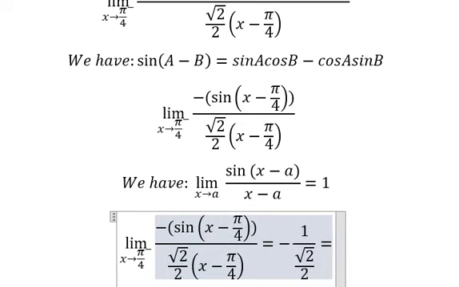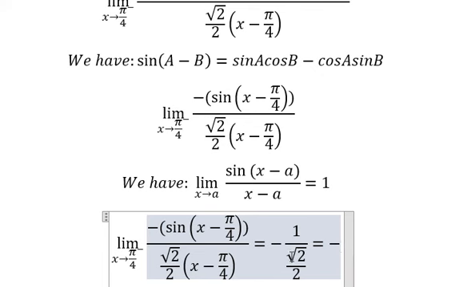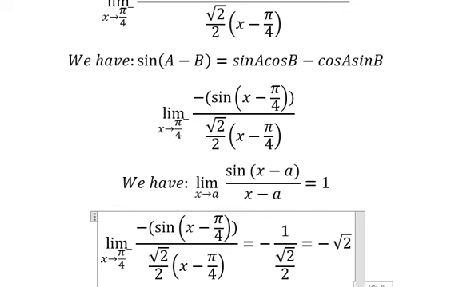So we simplify and we have negative the square root of number 2. And that's the final answer.